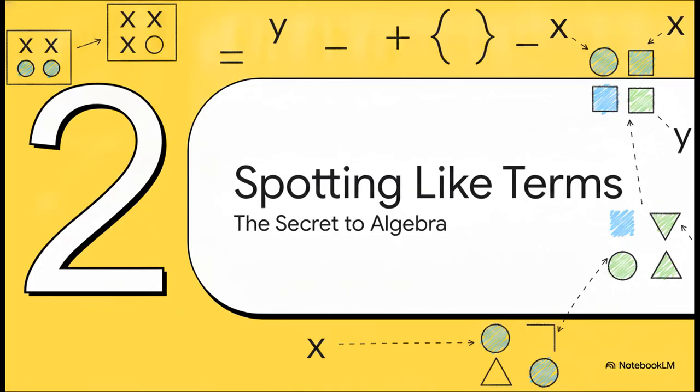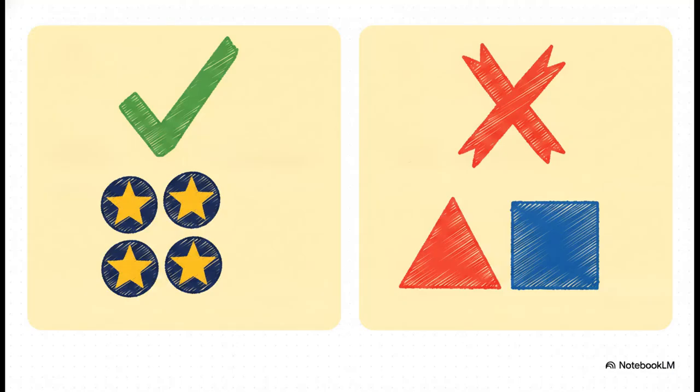Okay, moving straight along to section 2, spotting the like terms. Now that we've got the vocab down, you are totally ready for the single biggest secret in all of algebra, spotting like terms. Like terms have the exact same algebraic DNA, meaning the exact same variables and exponents. Take a look at 3xy and 8xy. They both have an x and a y, so yep, they're like terms. But over on the flip side, we have unlike terms, like 2x and 4y. Because x and y are totally different variables, they're completely distinct. You just can't mix them together.